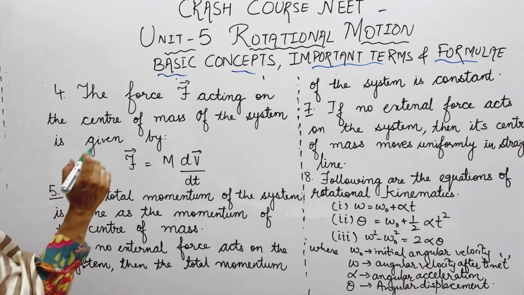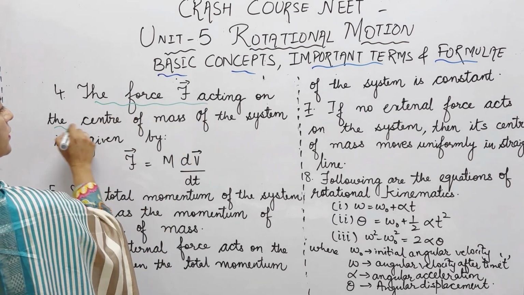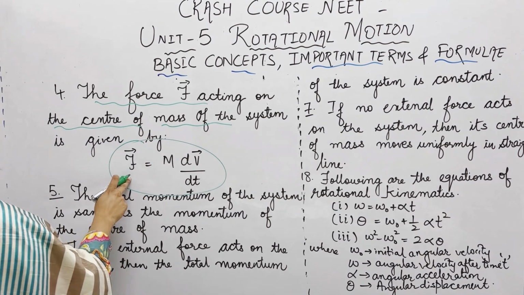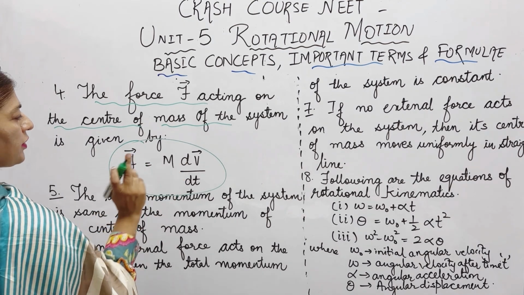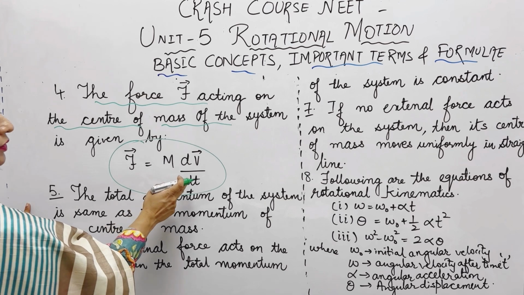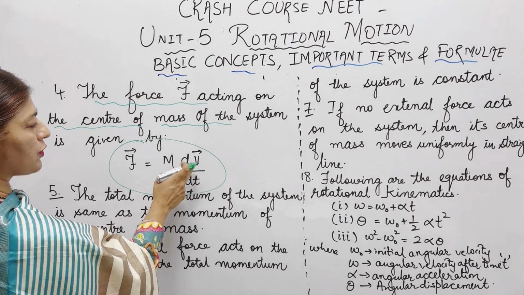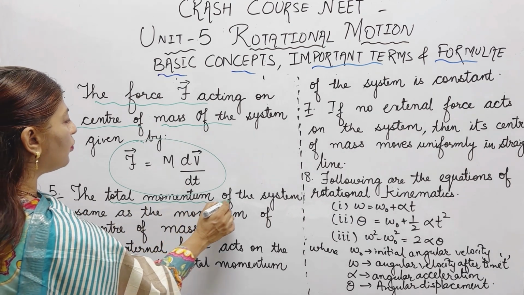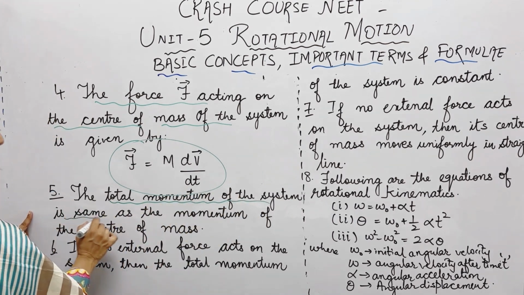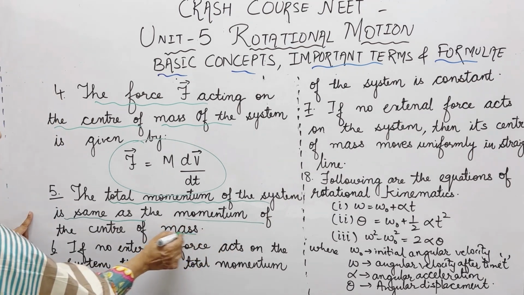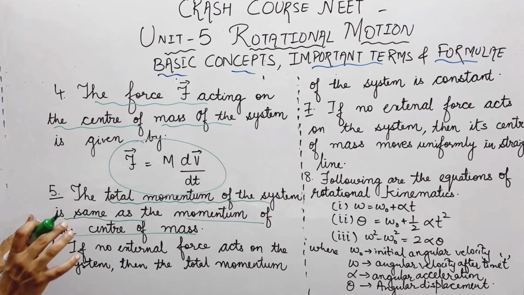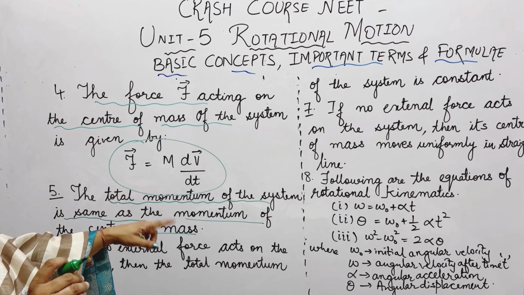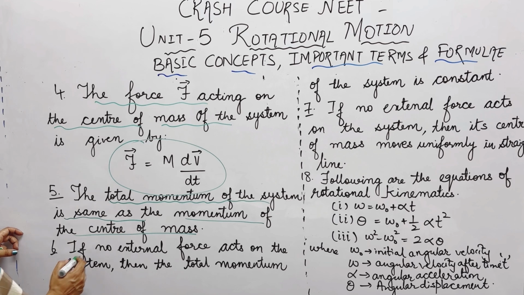Now, the fourth point is about the force acting on the center of mass of the system. This is given by F equals m dv by dt. This is again mass into acceleration, and the time derivative of velocity gives us the acceleration. The next point is very important. The total momentum of the system is the same as the momentum of the center of mass. Since the whole mass is concentrated at the center, the total momentum of the system will be equal to the momentum of the center of mass.